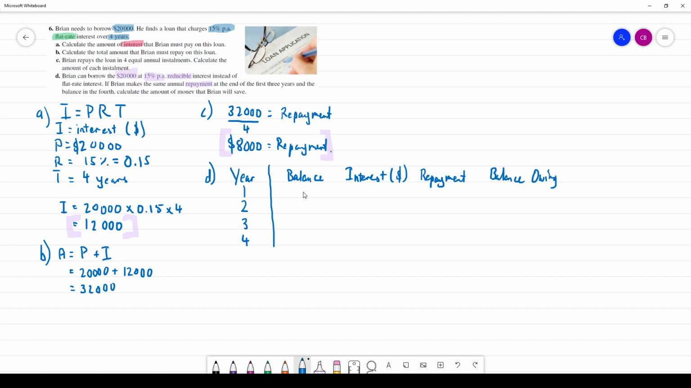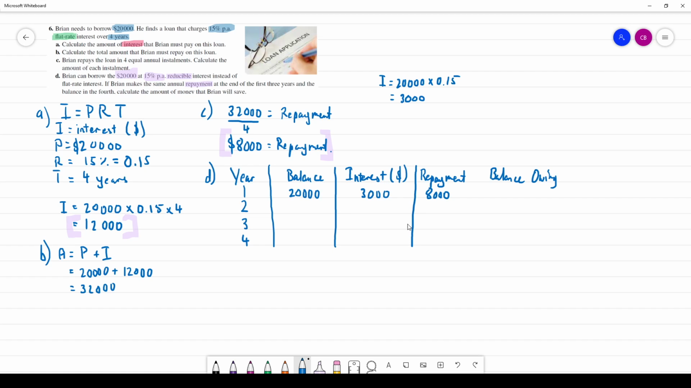Next up is the balance. So at the beginning, we've got a loan that is $20,000. The interest, well, that's going to be 15% of this amount of the balance. So if we just work out the interest, $20,000 times 0.15, what will we get? We'll get $3,000. And the repayment, we worked that out in question C, that'll be $8,000.